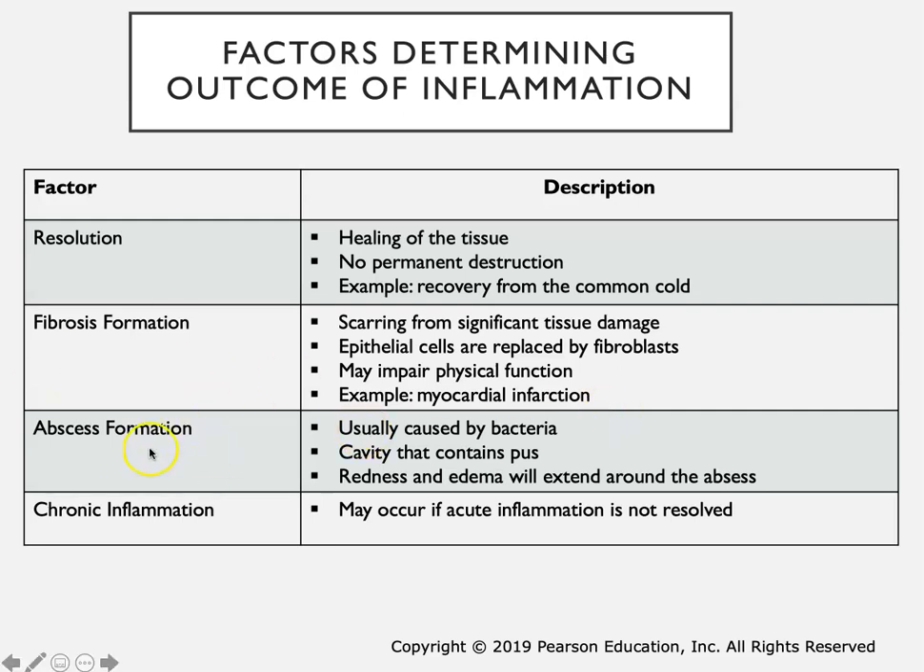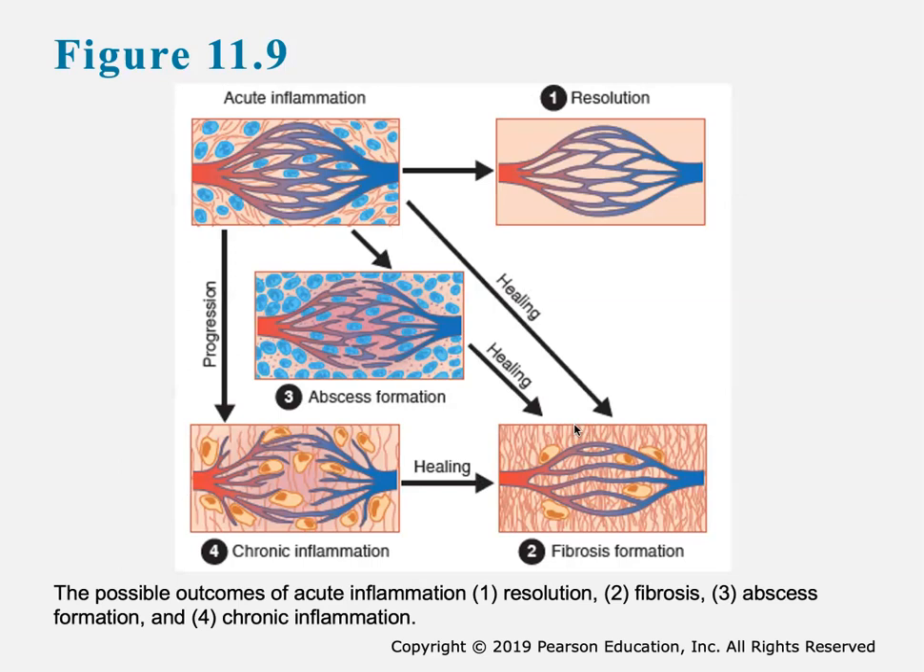You can have an abscess that might form. Usually this is caused by bacteria. And then there's a cavity that contains pus. You'll have redness and edema that will extend around that abscess. Again, if that acute inflammation is not resolved, it can lead to chronic inflammation. We're going to talk more about chronic inflammation in a second. This is really just a picture of what I just talked about on the last slide, showing you resolution, fibrosis, abscess formation, and then chronic inflammation here.